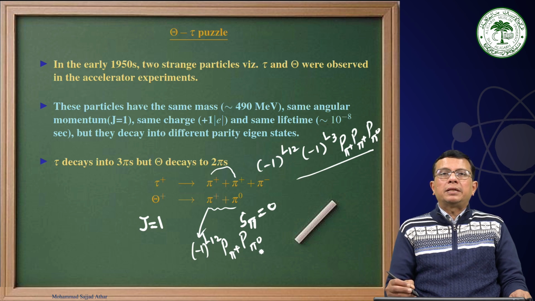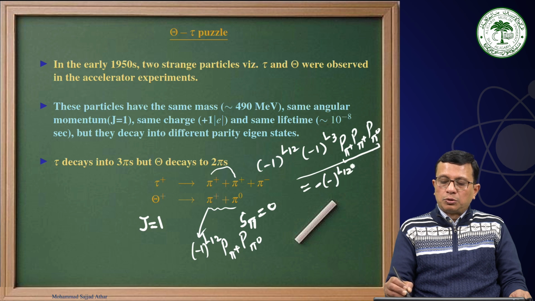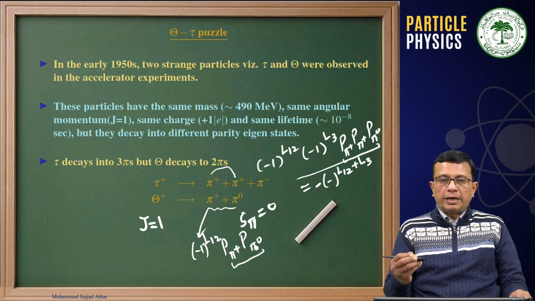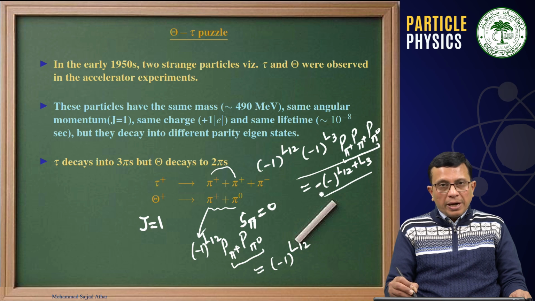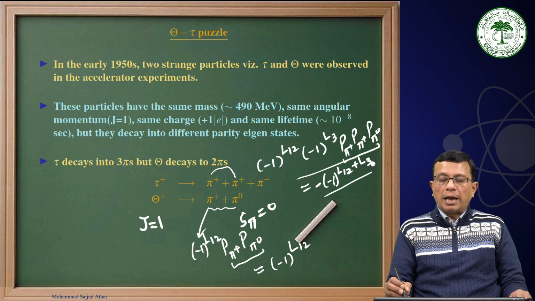And we have determined the parity of pions to be odd. Therefore, from here we will get a factor of minus 1. Therefore, this will give us minus times minus 1 to the power L12 plus L3. While here, the multiplication of minus 1 and minus 1 will give us plus 1, and therefore here we will get a factor of minus 1 to the power L12. Therefore, we have a factor of minus 1 to the power L12 from here, and here we have a factor of minus outside, and then minus 1 to the power L12 plus L3.